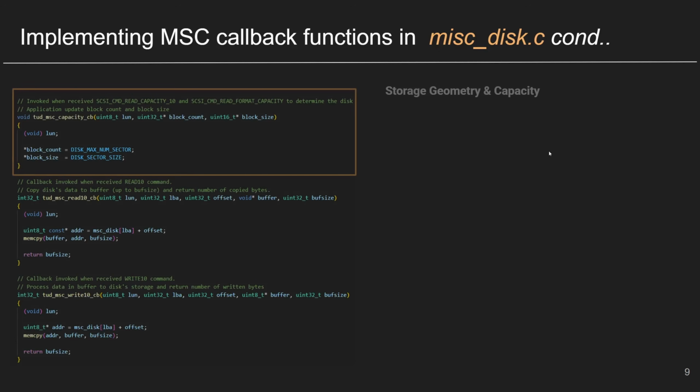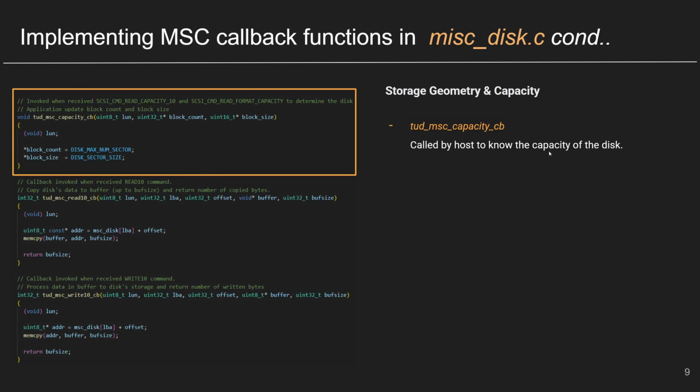Next, under the storage geometry and capacity, we will define the capacity callback function. The host uses this function's response to identify the storage capacity. Here we are sending the total block count and block size currently present in our device.